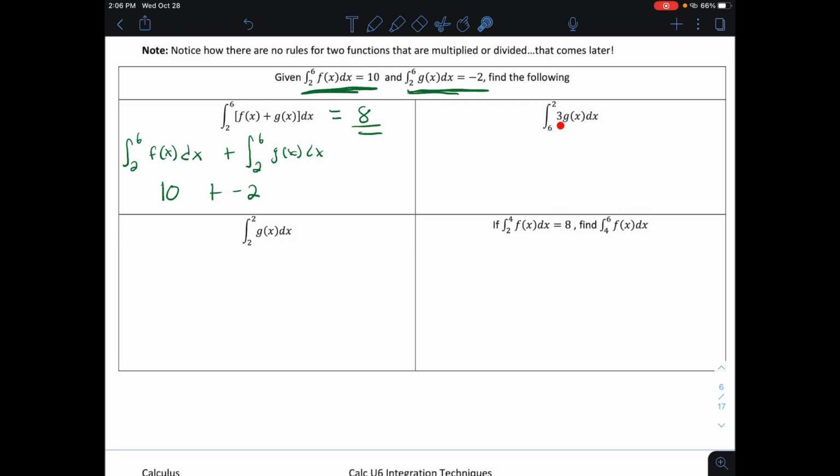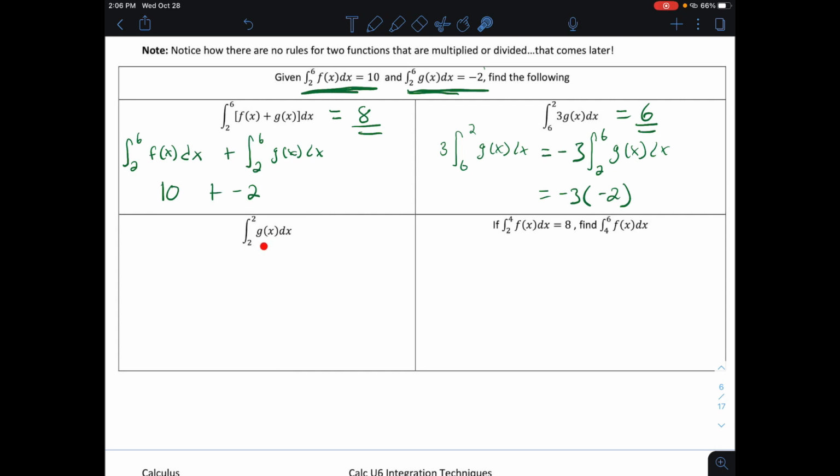Okay, let's look at this second one. The first thing I noticed is that I have a constant of 3 multiplying the g, so I could pull that outside of the integral. I could write this as 3 times the definite integral from 6 to 2 of g of x dx. Now, we know the value from 2 to 6 for g is negative 2, but we're going the other way around. So I have to do a bound switch, which means that if I switch the bounds to go from 2 to 6 for g of x dx, I have to negate the integral. Now we take negative 3, multiply it by the negative 2, and we get our answer. The answer to this would be positive 6.